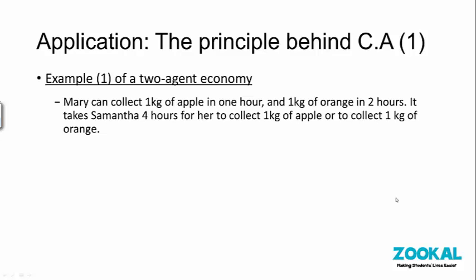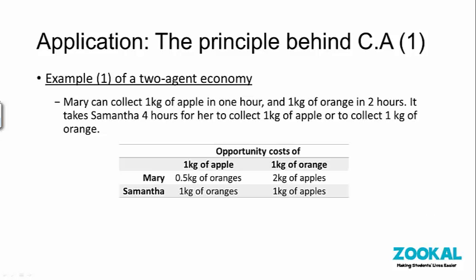So Mary can collect 1 kilogram of apple in 1 hour and 1 kilogram of orange in 2 hours. It takes Samantha 4 hours for her to collect 1 kilogram of apple or to collect 1 kilogram of orange. Now, the answers are in this table just below, but I'll just go through how we derived those answers. So, we can see that to calculate the opportunity cost of producing 1 kilogram of apple, you have to divide the number of hours required to produce the apple by the number of hours required to produce the orange. Now, in Mary's case, you can see that it's 1 divided by 2, which is why we've got half there.